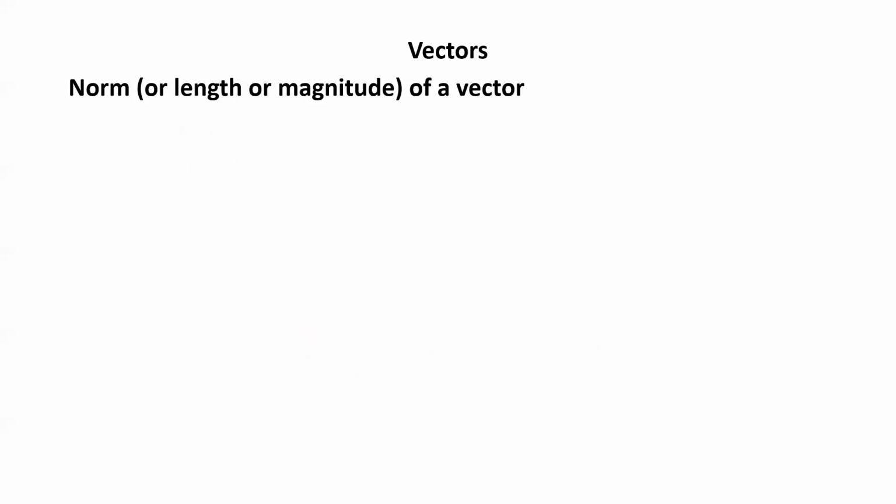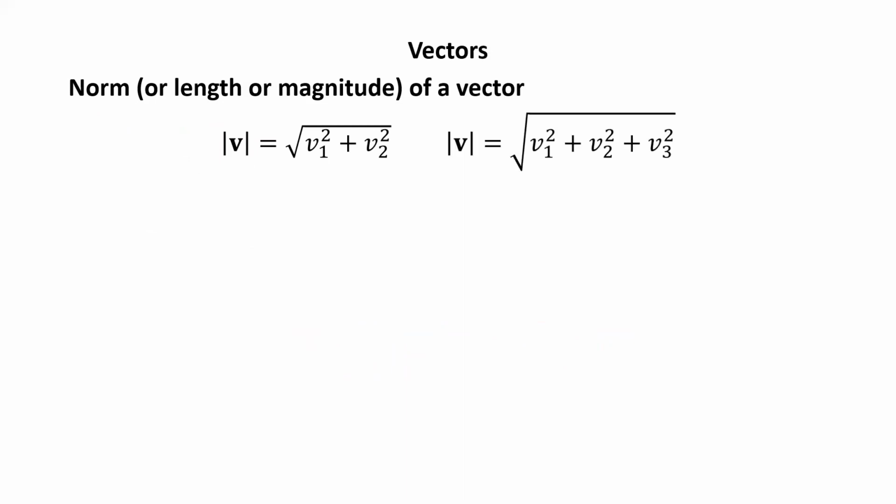The norm, or length or magnitude of a vector, these 3 words all mean the same thing. Okay, in 2 space, the length or norm of the vector v is the square root of v1 squared plus v2 squared. And in 3 space, as you might have guessed, we get the square root of v1 squared plus v2 squared plus v3 squared.